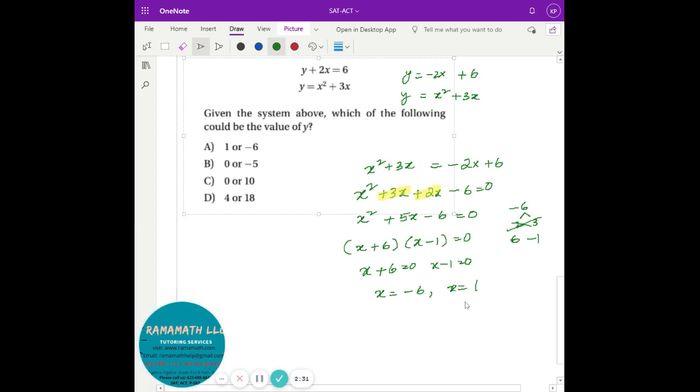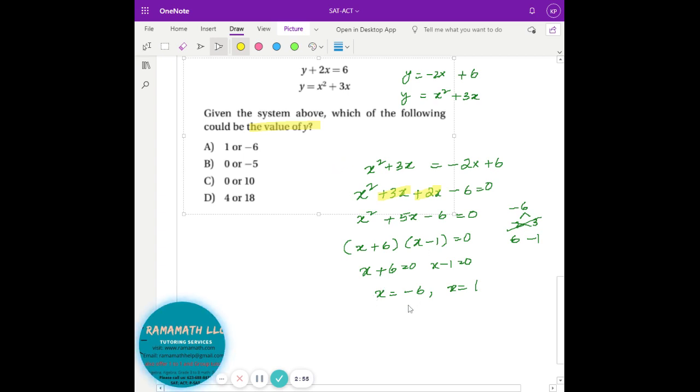This is good, but this is the mistake a lot of kids fall for. When they get these answers, 1 and negative 6, they see the answer right here. But the problem is you have to be very careful about what the question is asking. What could be the value of y? That's what you need to be really, really careful with on SAT questions. They trick you the most of the time.